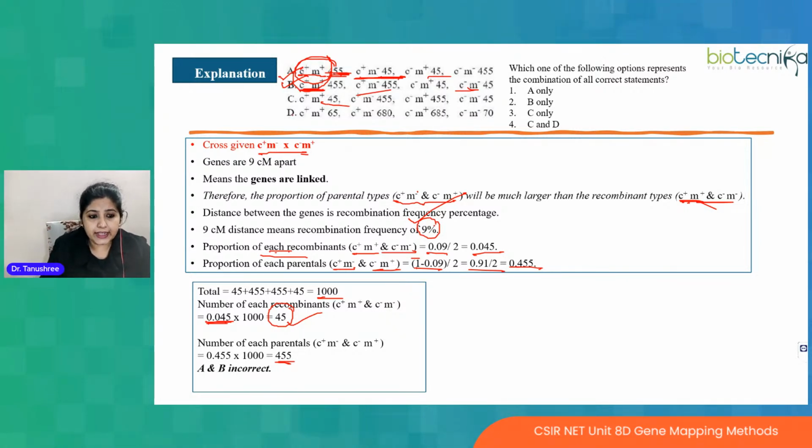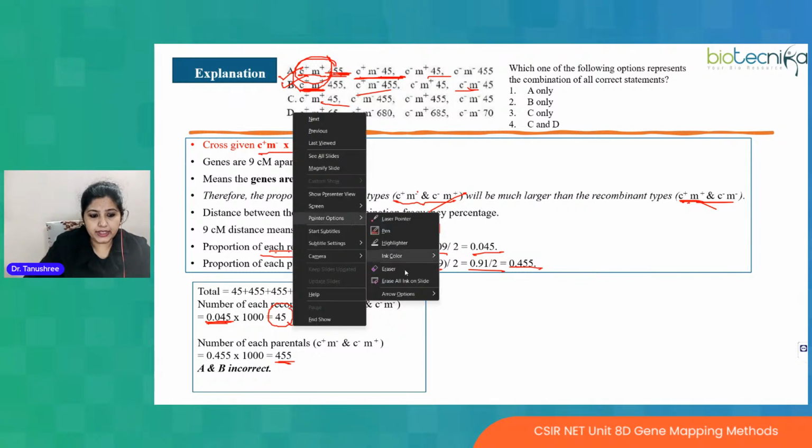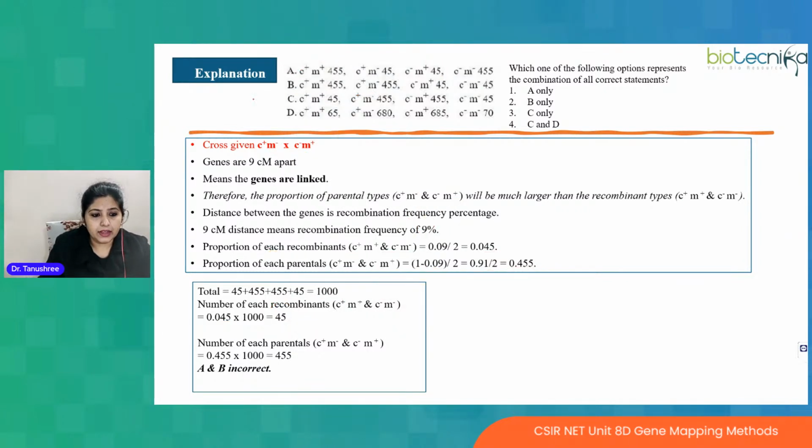But if you now check statement C, it is C plus M plus and C minus M minus that are recombinant, 45. So yes, it is correct. And these are parental, they are 455. So it is correct. So definitely C is correct, right? Now, if C is correct, that means the answer cannot be option 1 and 2. It will be either 3 or 4, because we have to check D also.